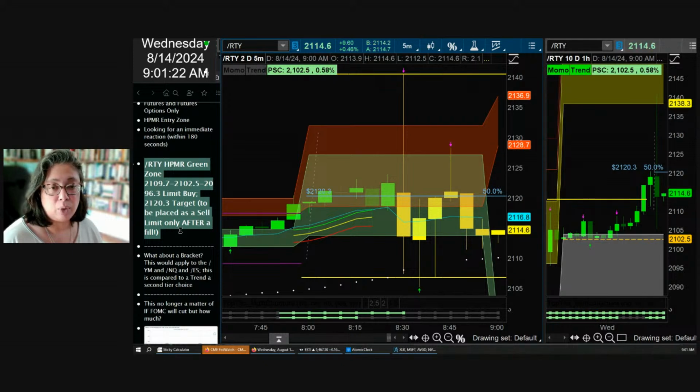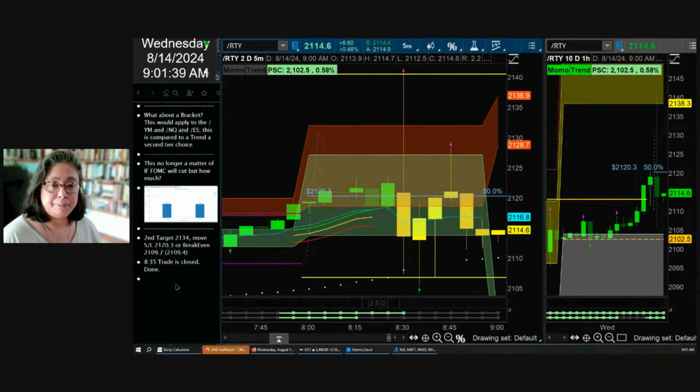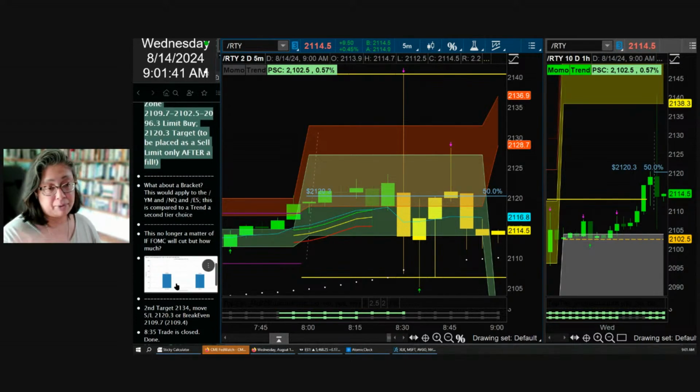We got a fill at 2109.7. We got down about 2 points below that, so it's a pretty easy limit order fill, even with that speed. And then you'll see here, our first target was 2120.3. We had gone so far beyond that, we ended up scaling out at 2134, and then price sunk back down through 2120, which would be a great place to tighten the stop, or the break even, and the trade is done.